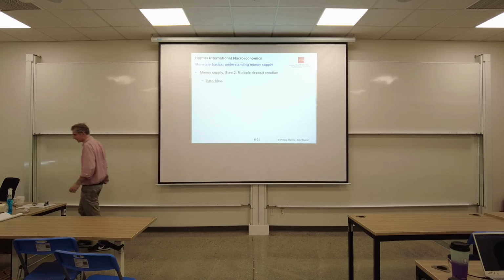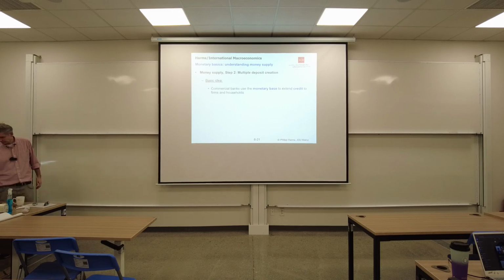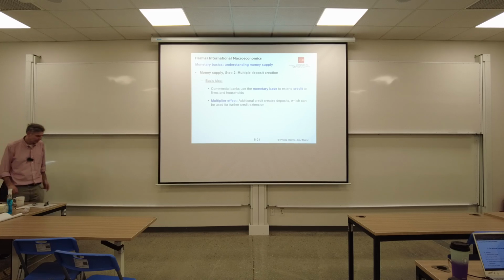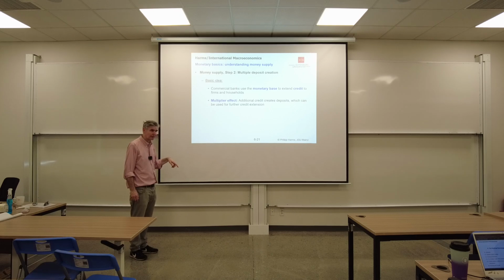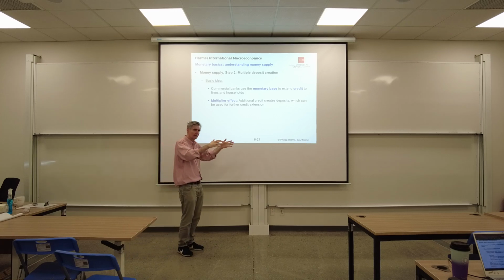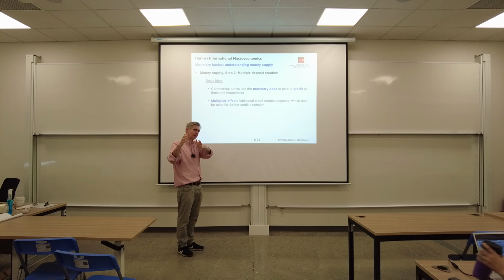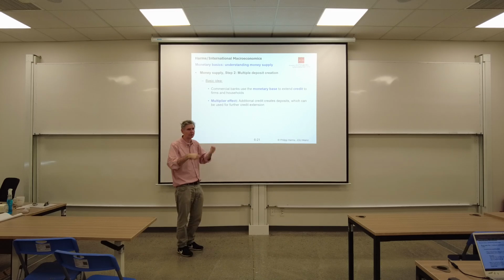How is that done? Well, it's done through multiple deposit creation. So it's done by commercial banks using the monetary base to extend credit to firms and households, and you have a multiplier effect that additional credit creates deposits which can be used for further credit extension. Right? So you have Bank A that gets liquidity from the central bank, hands out a credit to a firm, the firm pays a bill, the money that was used for payment ends up on the checking account of another firm, or of another bank, and that bank can use that money to hand out even more credit.